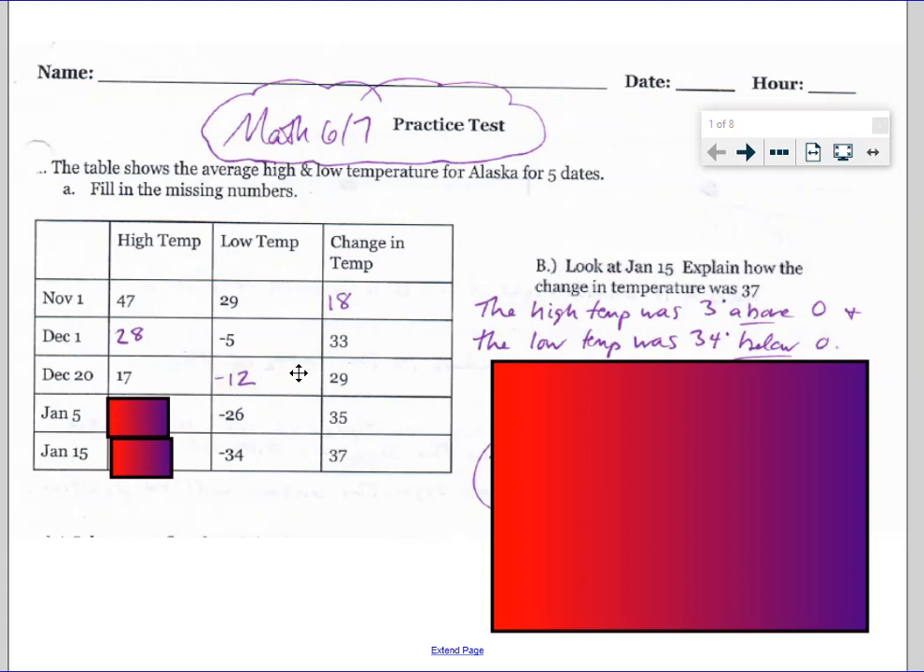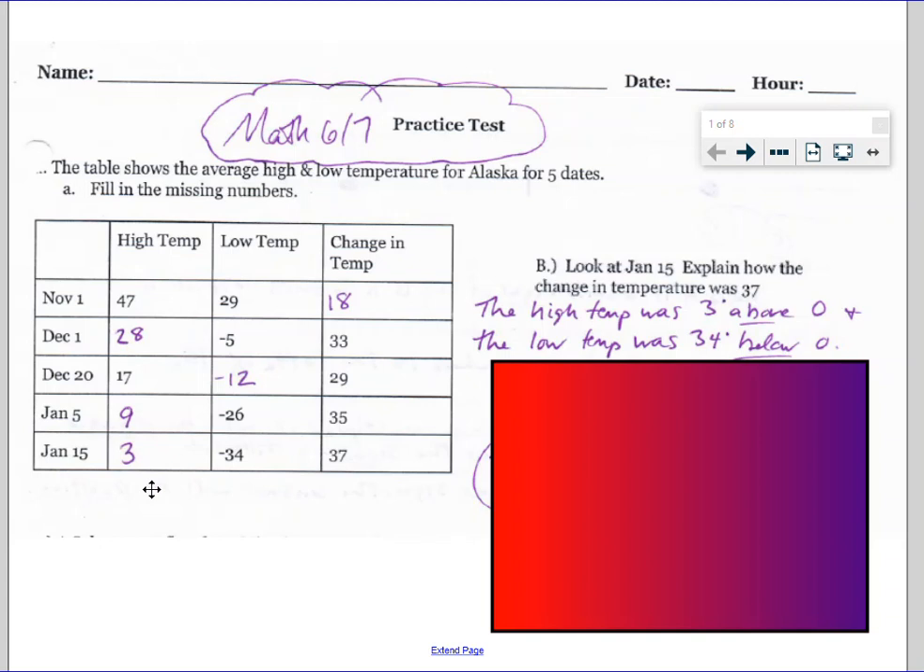On January 5th, we know the change in temp was 35. We know the low was -26. So if we go up 35 degrees from -26, we would end up at 9 degrees. And the last one, January 15th, their low was -34. That would be crazy cold. The change in temp that day was 37 degrees. So 37 degrees warmer than -34 takes us to just above the 0 degree mark. That takes us to 3 degrees. All right, so you had to think about what was going on there.